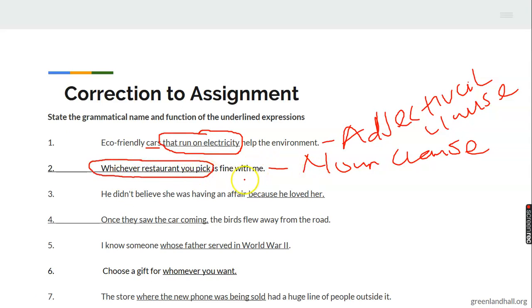And for the function, very simple. The function, as it is coming before the verb, is subject of the verb is. This is a verb, is. Subject of the verb is.